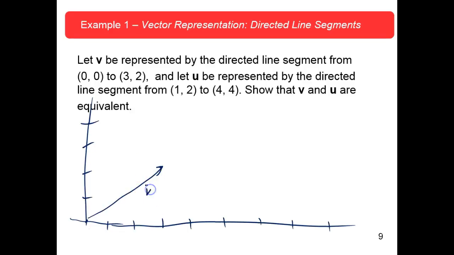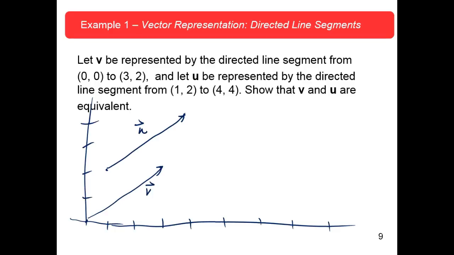V. I write it with an arrow over it because I can't write bold. And then we have vector 1, 2. Its initial point is there. And 4, 4. 2, 3, 4. And 4 is somewhere right about here. So there is vector U. Now, how can we show those are equivalent?